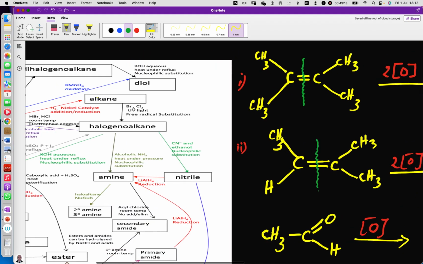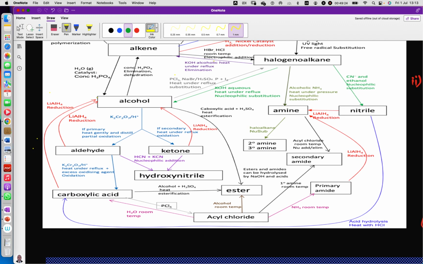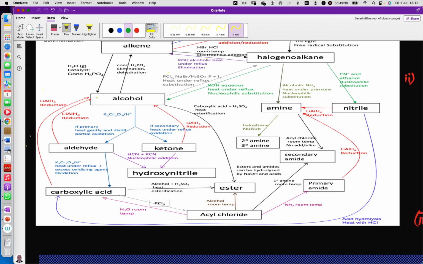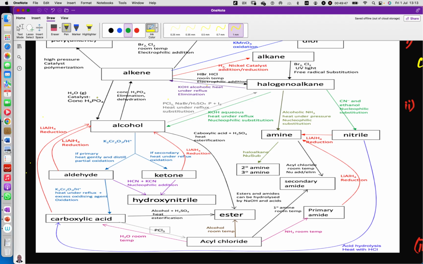Now let's go back to alcohols. Let's go to alcohols now. You see the reaction of alcohols here. The first thing with alcohol is that alcohol will undergo oxidation.